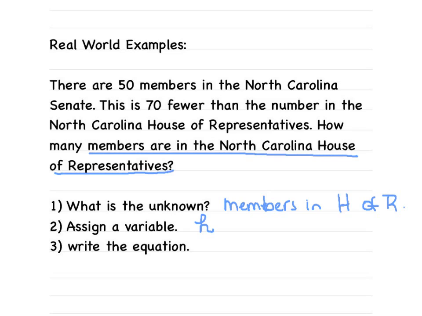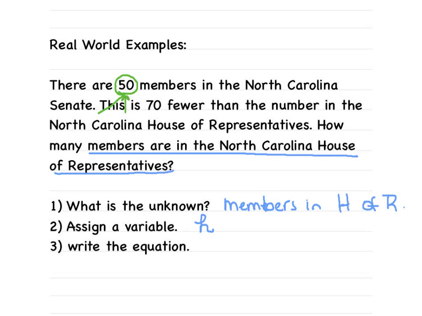All right, so what I want to do is go through this paragraph word problem again and just make a few little notes for you. And you should do this too. Okay, it says there are 50 members in the North Carolina Senate. So we know that there are 2 sections of government. There's the Senate and the House of Representatives. Well, the Senate has 50 members. And then let's look at the second sentence. This, well, what? This is referring to the 50.